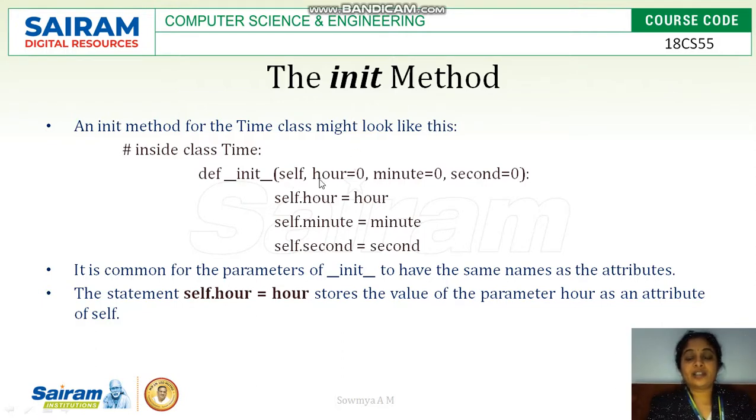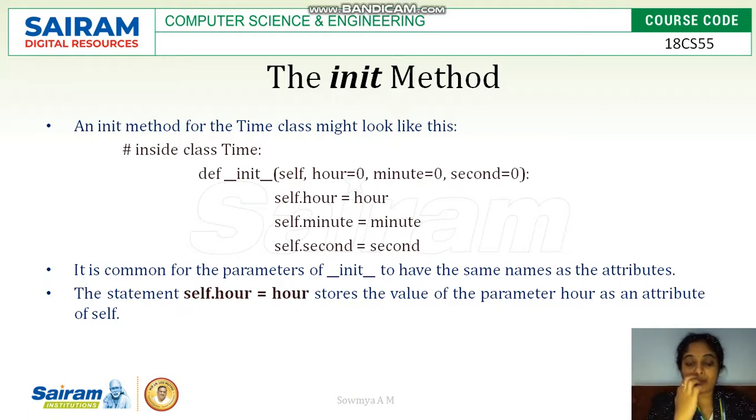The parameters will be self, and the variables that need to be initialized for the class can all be written here. So self.hour is equal to hour, self.minute is equal to minute, and self.second is equal to second. It is common for init to have parameters with the same names as the attributes. The statement self.hour stores the value of the parameter hour as an attribute of self.